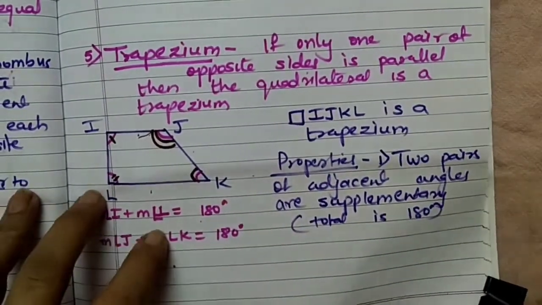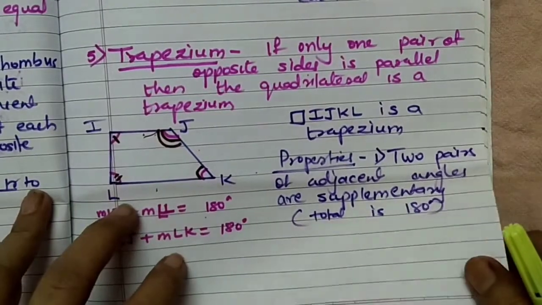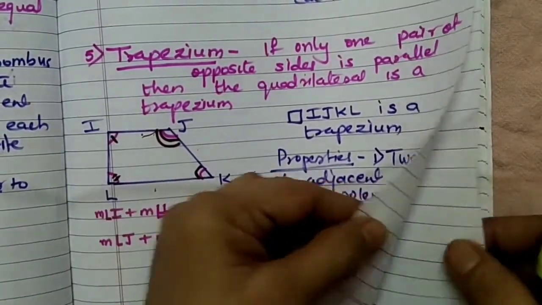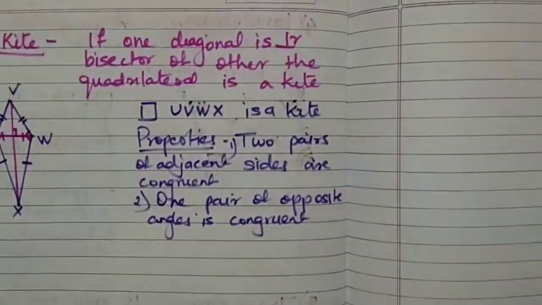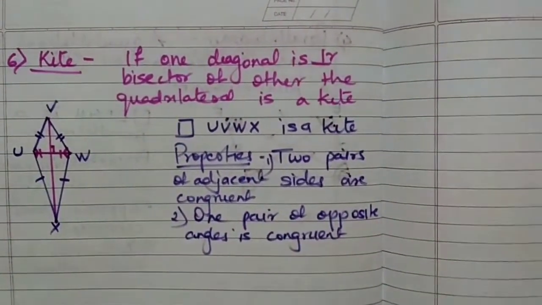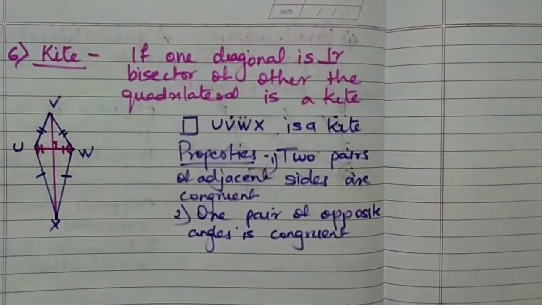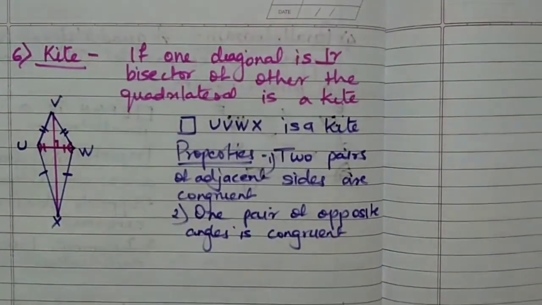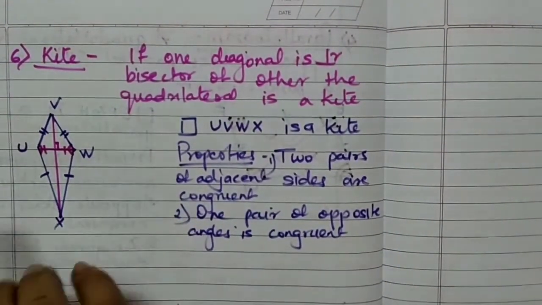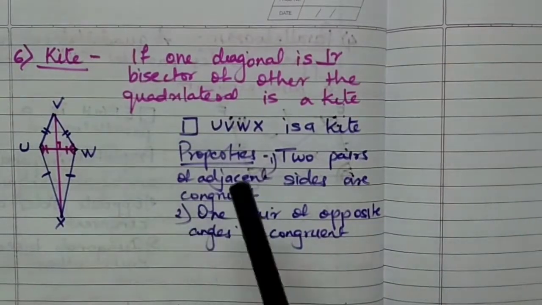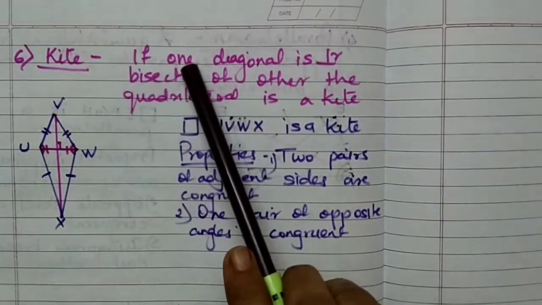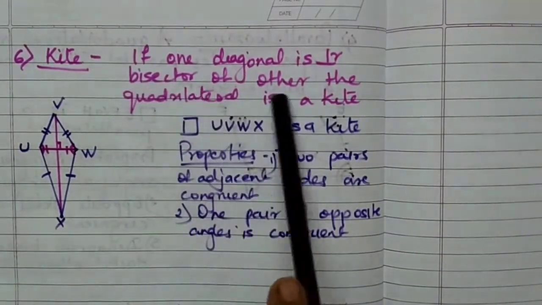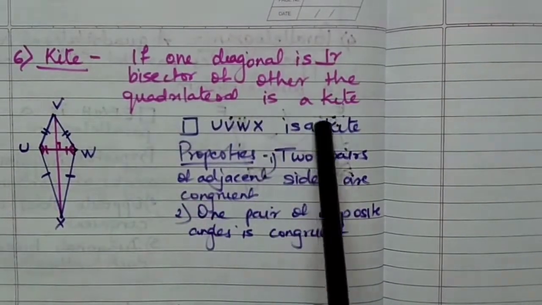So this is the fifth quadrilateral, and the last quadrilateral which we are going to study now is the kite, which all of you fly, isn't it? You like to fly kites. If you have noticed the kites which you fly, it is a little bit of this shape. So how do we define a kite? If one diagonal is the perpendicular bisector of the other, the quadrilateral is a kite.